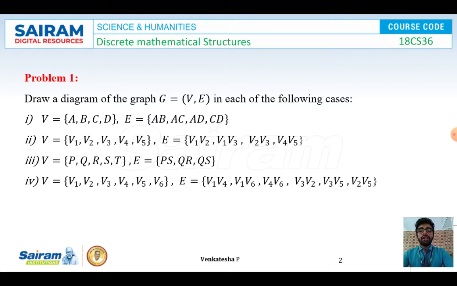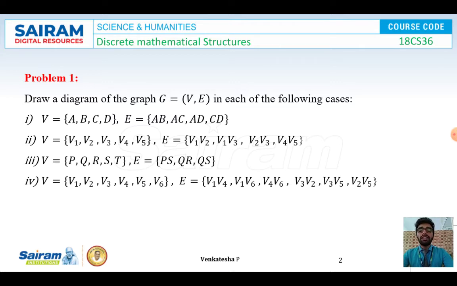First problem: draw a diagram of the graph G = (V, E) in each of the following cases. The first case is V = {A, B, C, D} and E = {AB, AC, AD, CD}. So here V denotes a vertex set having four vertices A, B, C, D, and E denotes an edge set having four edges AB, AC, AD, CD.